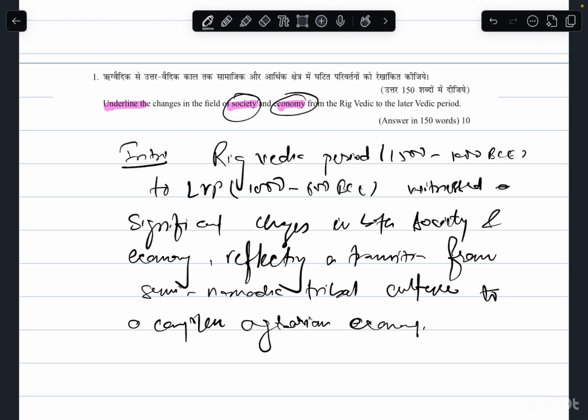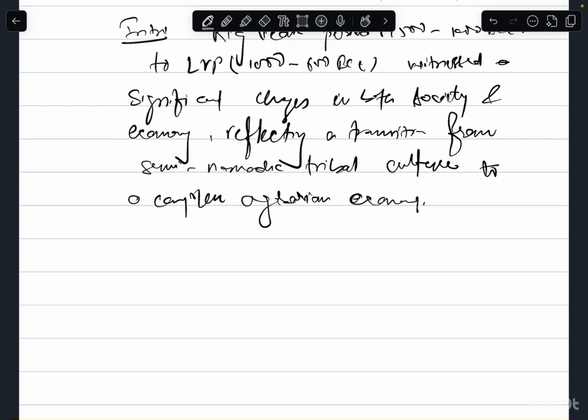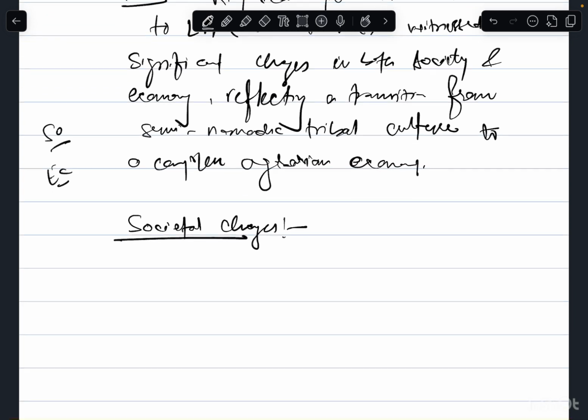So I believe this is more than sufficient. I know I have skipped a lot of words, I've spoken them but haven't written them here in the intro part. Now, the question itself is asking us to write in two contexts. One is societal, and another is in the context of economy. So let's talk about societal changes first. We'll put a heading here: societal changes. Now we'll have to explain the changes we have noticed in the Rig Vedic period, and from there the shift in the later Vedic phase.